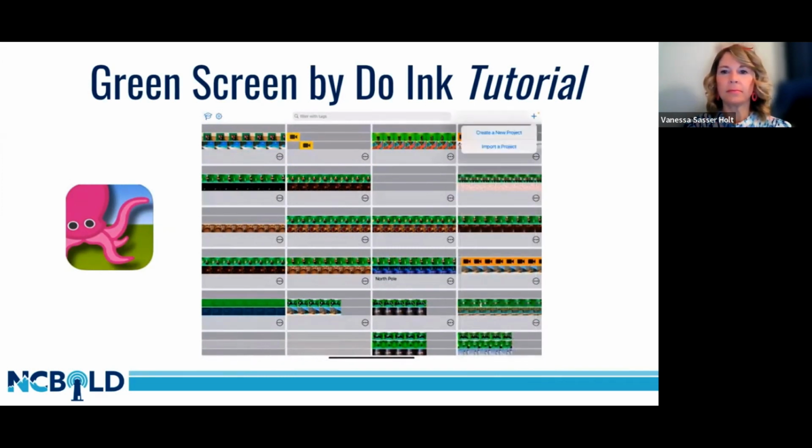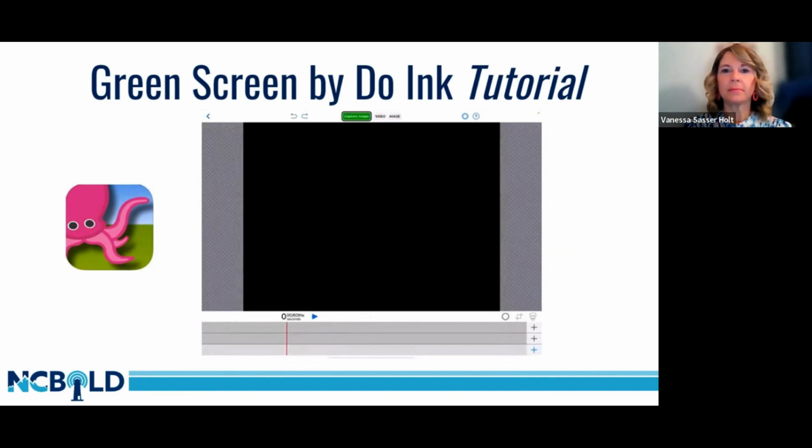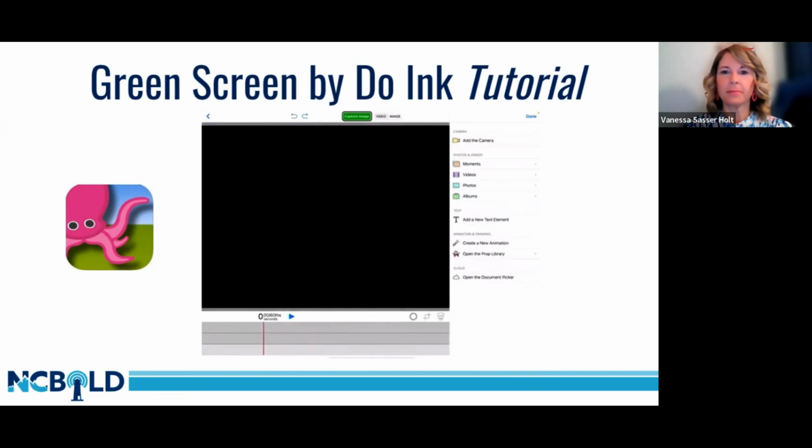In the top right corner, I'm going to press the plus sign, create a new project. You'll see in the middle of my screen, that's where my video or my images will go. I'm going to select image for this particular project. Down on the bottom, you see 3 grade rows. And then the bottom one, I'm going to press the plus sign, blue plus sign, and I'm going to choose a photo.